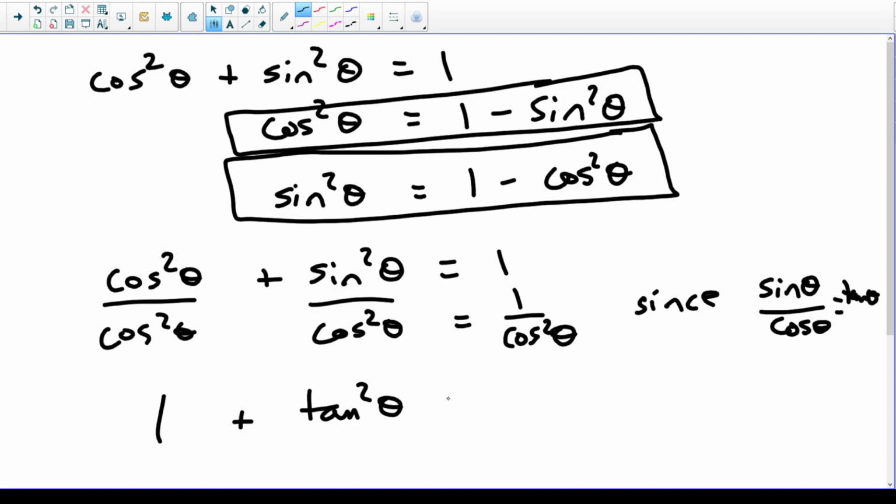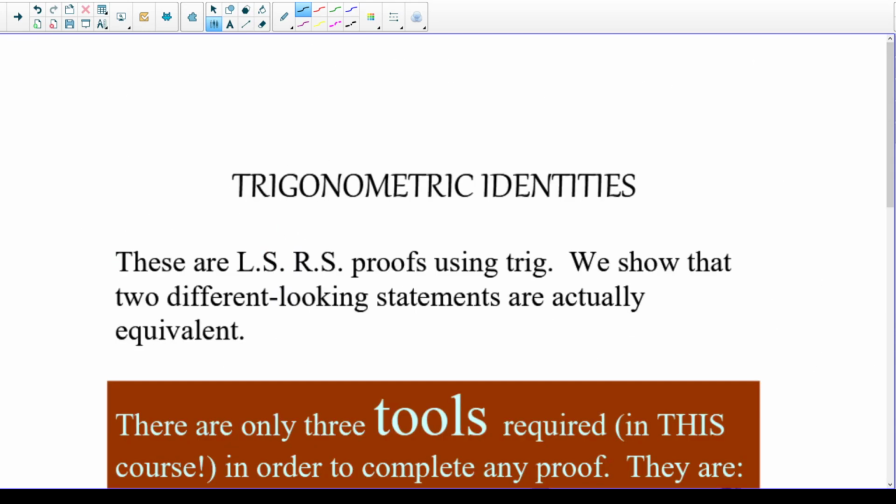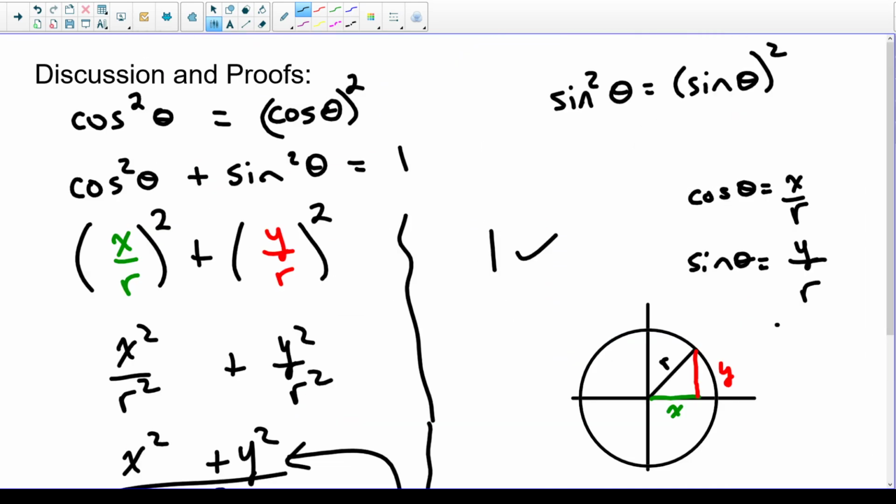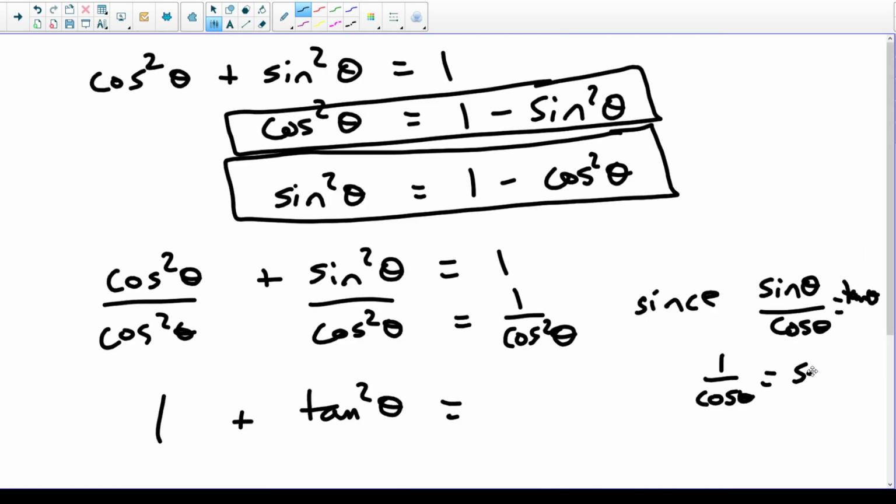This becomes tan squared theta, and 1 over cos squared theta, since 1 over cos theta is equal to secant. I always forget how they write secant. Give me a second here. I learned all this stuff in French, so okay, it is sec theta. All right, so secant theta. Then this becomes secant squared theta. And that's another identity.